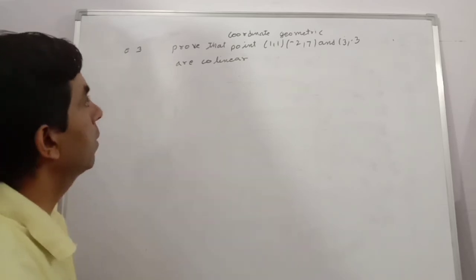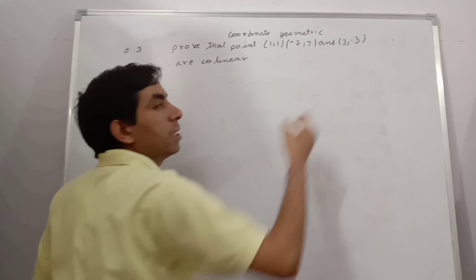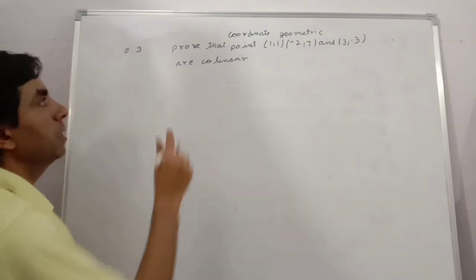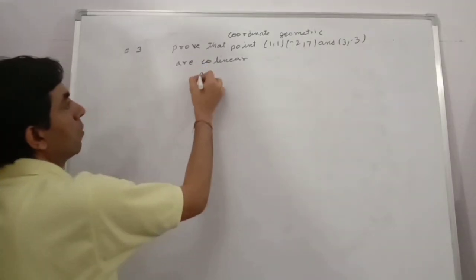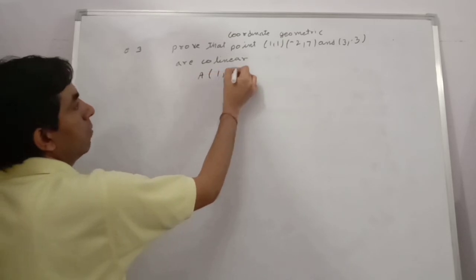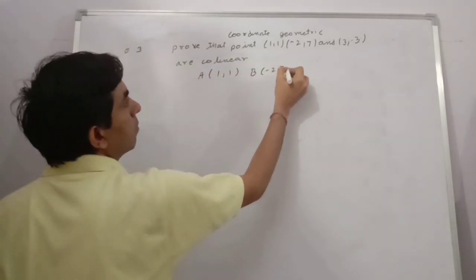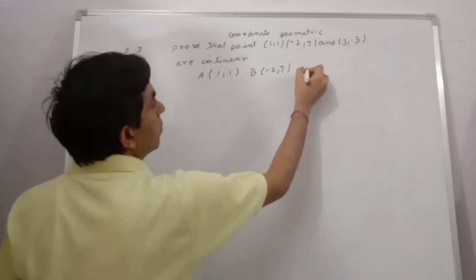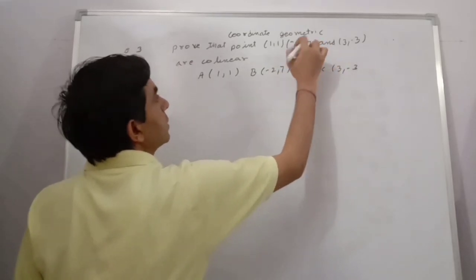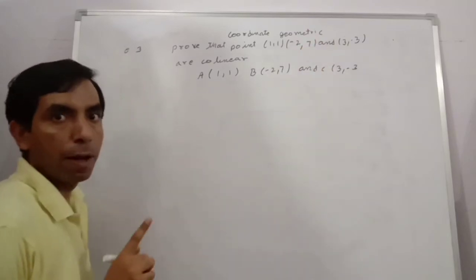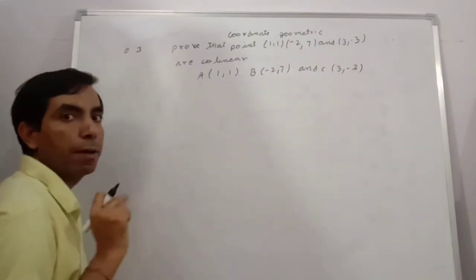Here we are given: prove that these 3 points are collinear. For proving any 3 points are collinear, first we name these 3 point coordinates. So first we take A is (1, 1), B is (-2, 7) and C is (3, -3). Here it is 7. So first we find the distance of all these 3 points.